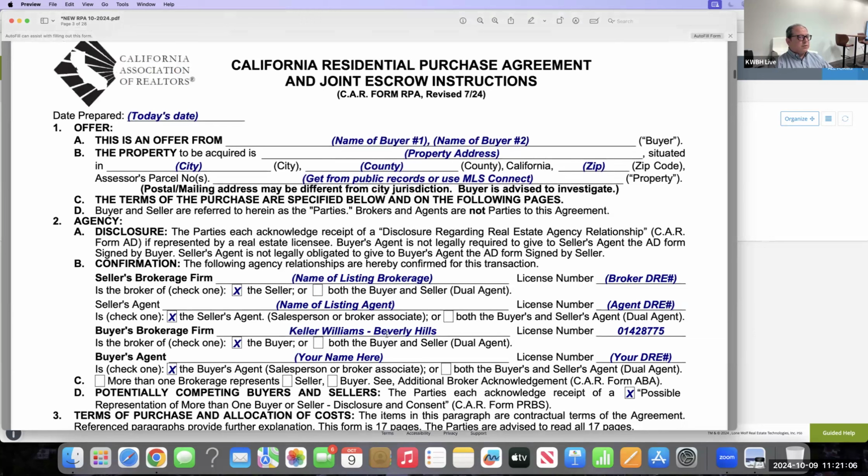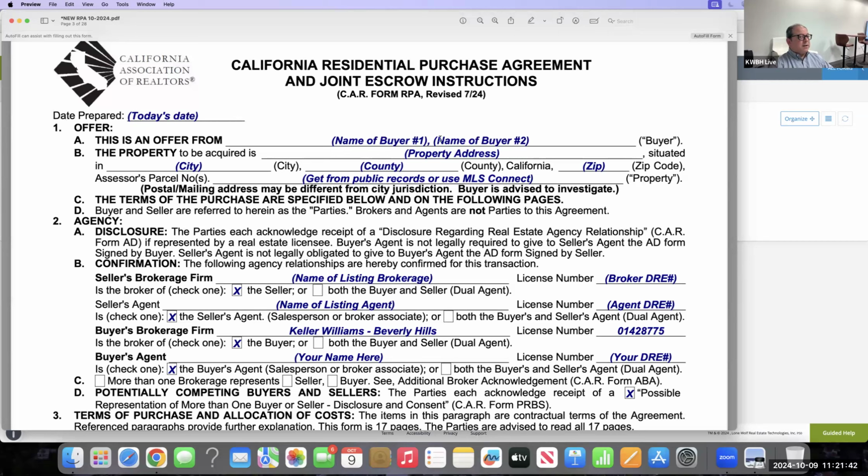Okay, so now we're going to get into the purchase agreement. All right, here we go. When you're in car.org and entering this information, if you double click on this area, it will automatically put today's date. This is called the date prepared, and that date is the date this contract is going to be referenced by. It doesn't matter when it gets signed or accepted. When we refer to the purchase agreement dated, this is the date we identify it by. It's the date prepared.